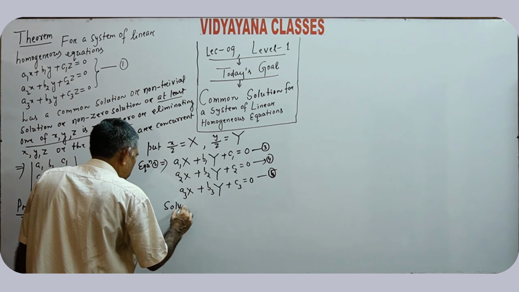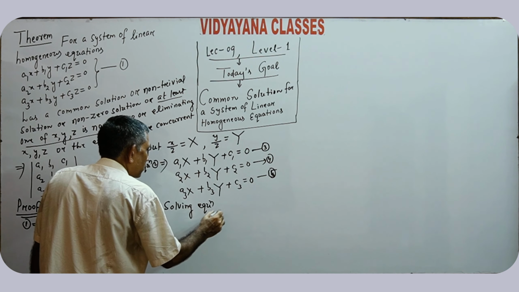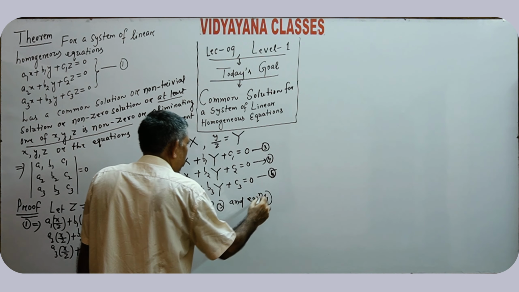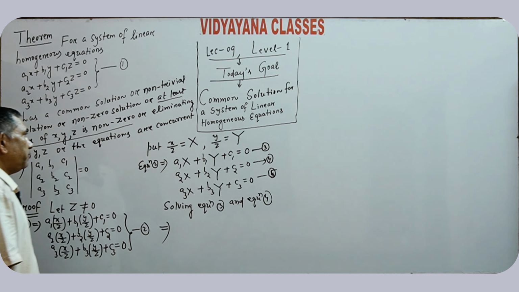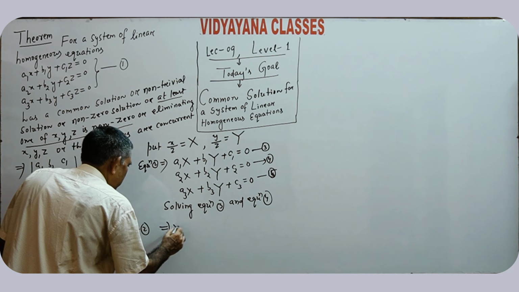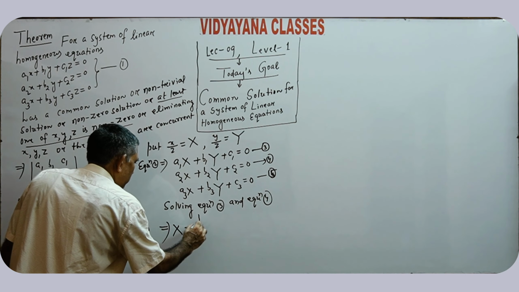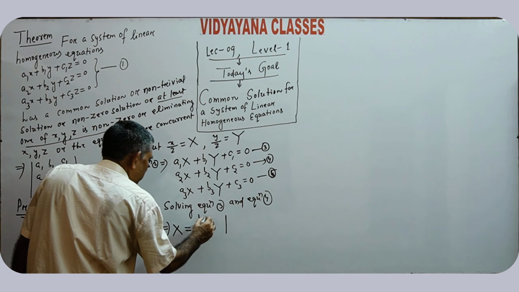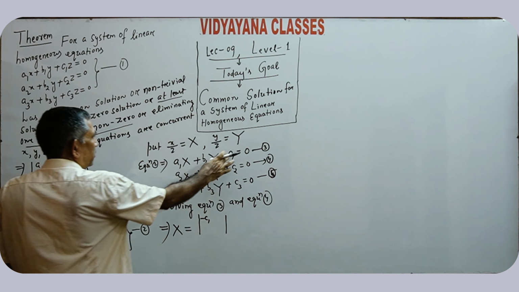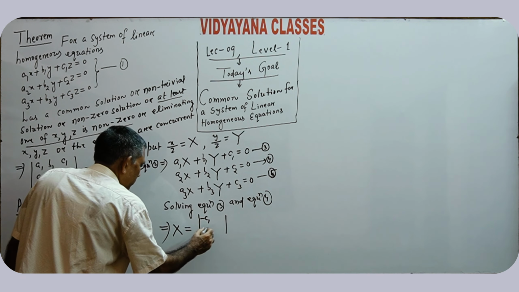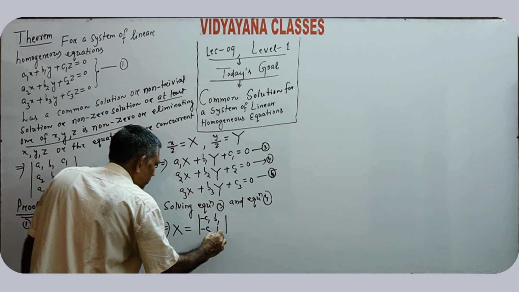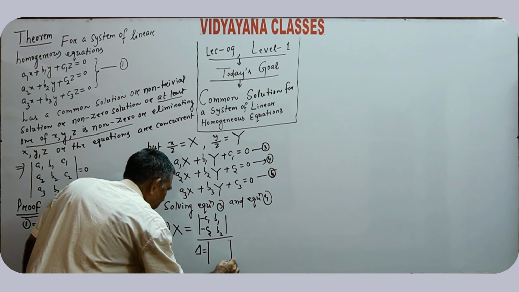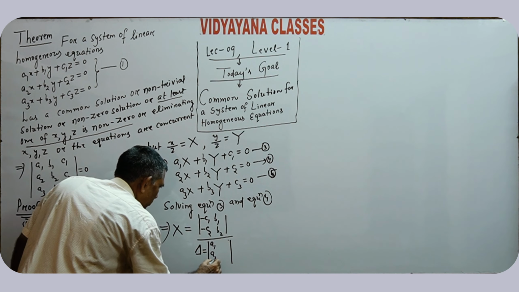Solving equation 3 and equation 4, by Cramer's rule, it implies capital X is equal to del 1 by del, determinant with elements minus C1, minus C2, B1, B2, divided by del, which is the determinant of the coefficients of X and Y, A1, A2, B1, B2.